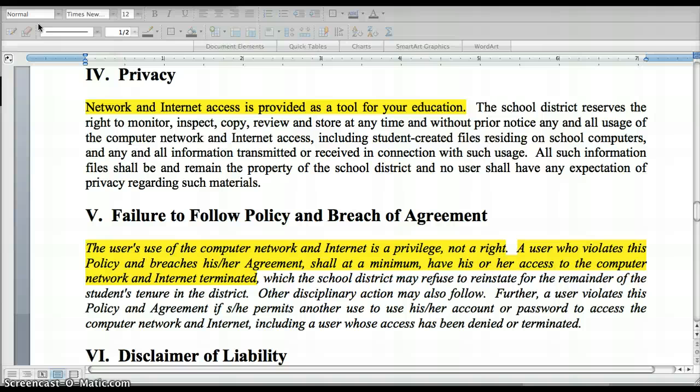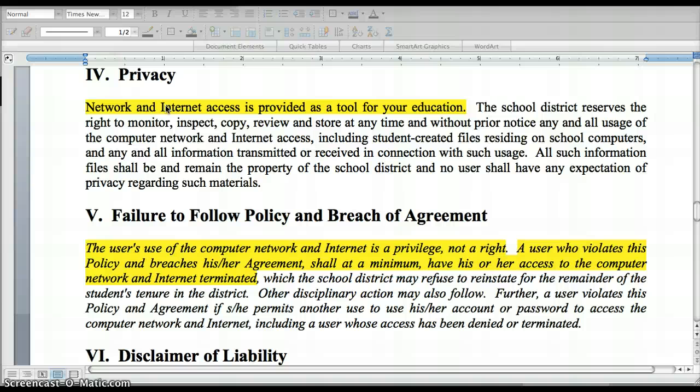And the last point here says, a user who violates this policy and breaches his or her agreement shall, at a minimum, have his or her access to the computer network and internet terminated. So it doesn't matter what it is. If they break a specific rule in regards to internet policy, internet safety, they're done. They're shut off. No more use at the school. And if things work out even worse, in regards to the student code of conduct, then further discipline will also happen. Those are just a couple quick points.